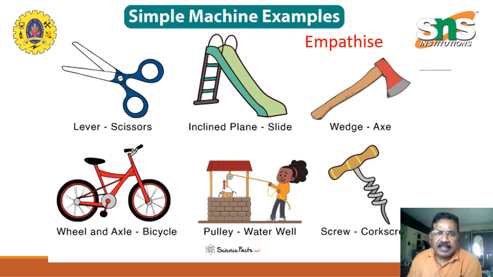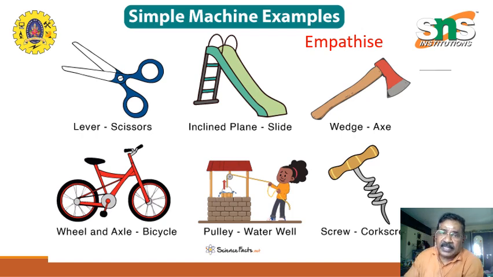Now the lever is one type where you have the scissors there. You've seen the inclined plane. You have the wedge, the wheel and the axle or the bicycle. Then you have the pulley, water and pulley to bring up the water. And if you want to pull out something, you screw it up and then just pull the whole thing, like the corkscrew that we are just seeing there. That is very easy for us to apply more force and then take it out.